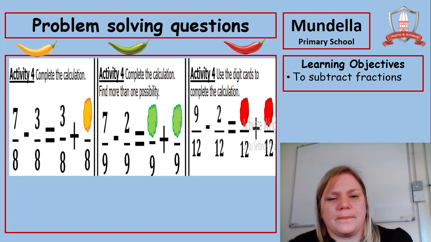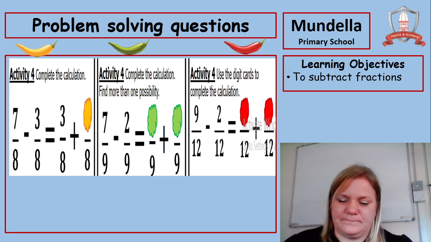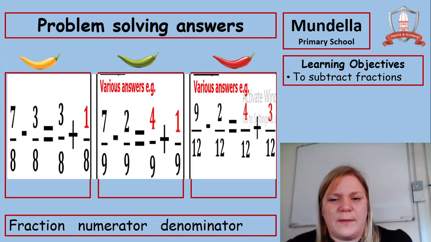But for the spicy and the extra hot, it might have more than one solution. It might not just have the one. See how many different solutions you can find. So just pause the video while you have a go at the problem solving for today. When you've done that, you may mark your own answers. You will see for the spicy and extra hot, it says various answers, as long as they add up to 5/9 for the spicy and 7/12 for the extra hot.